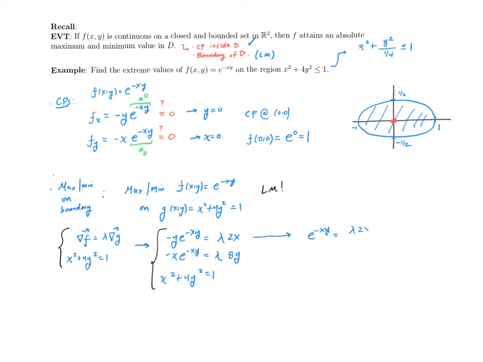It would be lambda times 2x divided by minus y. And then we can go ahead and plug this in for e to the minus xy in the second equation with the hope of having something more reasonable to work with. So if we do that, we would now have x over y lambda 2x equals lambda multiplied by 8y, where we have immediately canceled off the two negative signs.